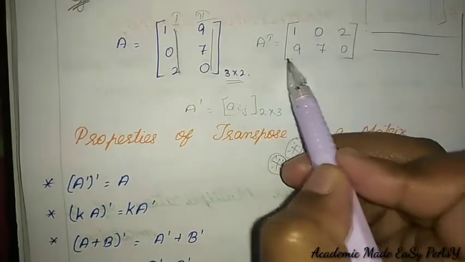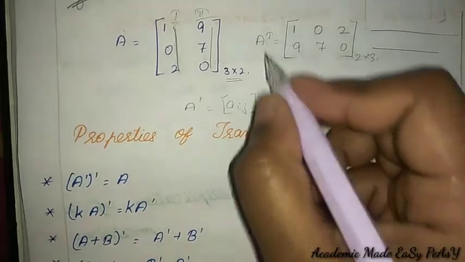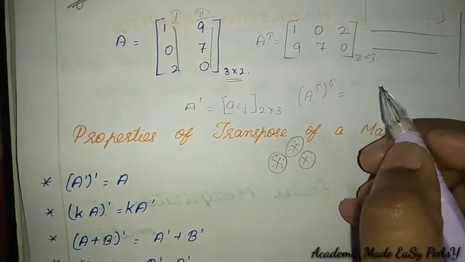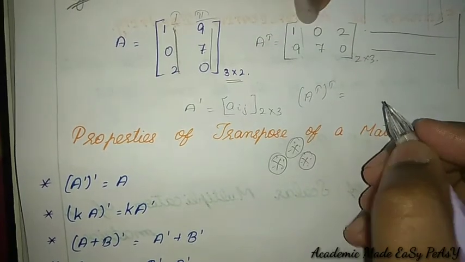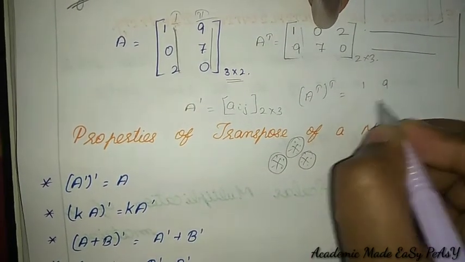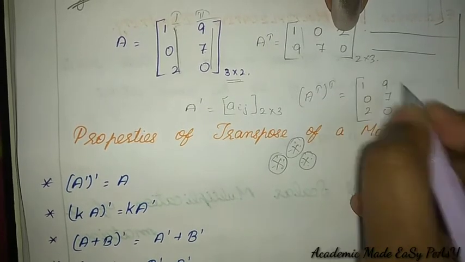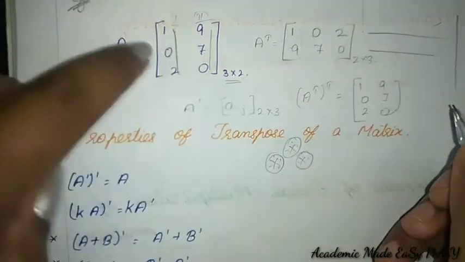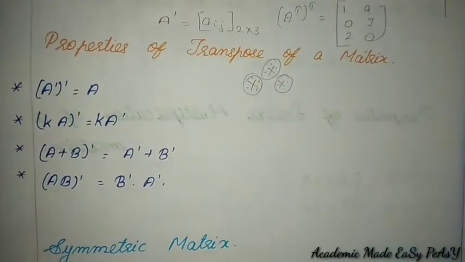So for example, when we take here itself, this is A transpose of a 2 by 3 matrix. If we take transpose of transpose, that is, A transpose, the whole transpose, here I will be changing my column to row. So if I change my column to row, 1, 9. Second column 0, 7. Next will be 2, 0. Didn't I get the same matrix here? That is what they are saying in the first property.